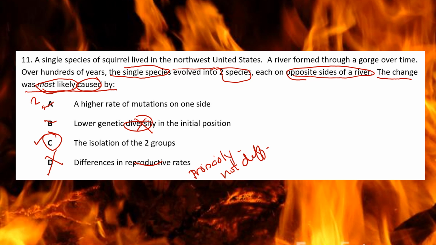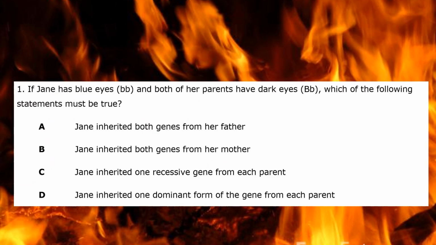So we're going to eliminate this one. Let's look at one more question. And this one is simple and straightforward. The whole question is the question: "If Jane has blue eyes, little b, little b, and both her parents have dark eyes, which of the following statements must be true?" So we have found our question. There's no graphics to look at, so we need to annotate. We need to go mark what we know.